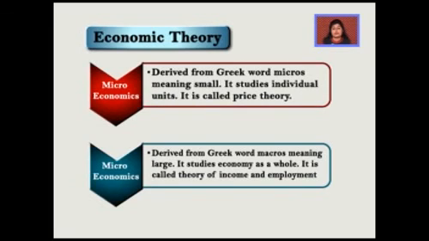So when we are talking about microeconomics, we are dealing only with the individual units of the society, firms, industry, and it is also called price theory. And when we talk about macroeconomics, we are studying the economy as a whole. We are dealing with aggregates like aggregate demand, aggregate supply, and that is why it is called the theory of income and employment.